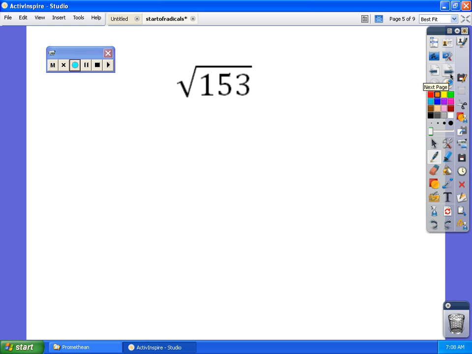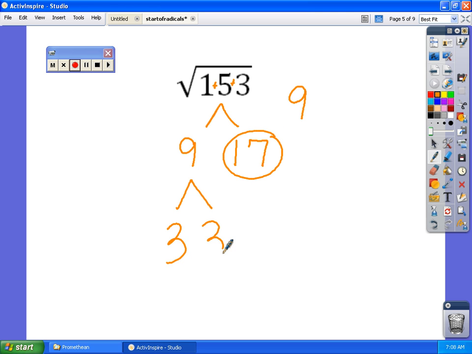Now let's look at 153. A trick that I learned in elementary school was that if I add the digits, so 1 plus 5 is 6 plus 3 equals 9, if they total a number that is divisible by 9, then the number is divisible by 9. So 153 divided by 9, 9 goes into 15 one time, and it goes into 63 7 times. So 9 and 17. 17 is prime. I break down the 9 into 3 and 3, a pair of 3's, and 17 stays home.